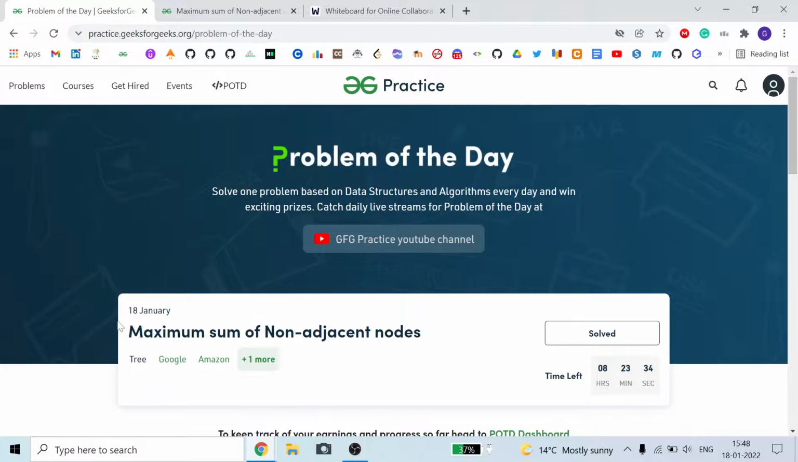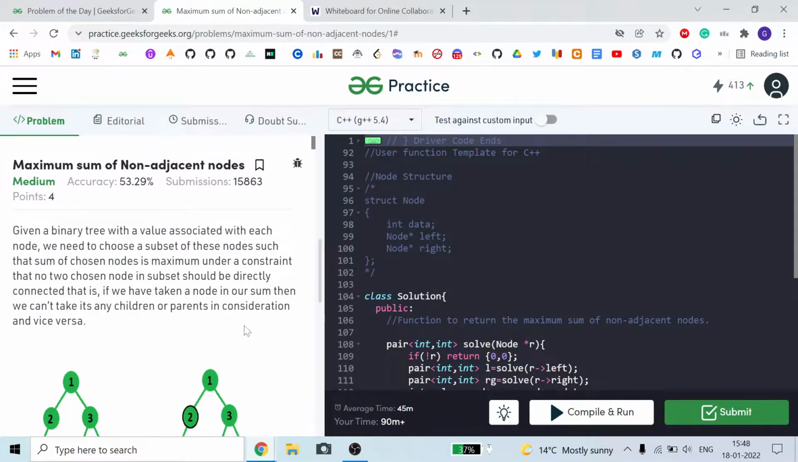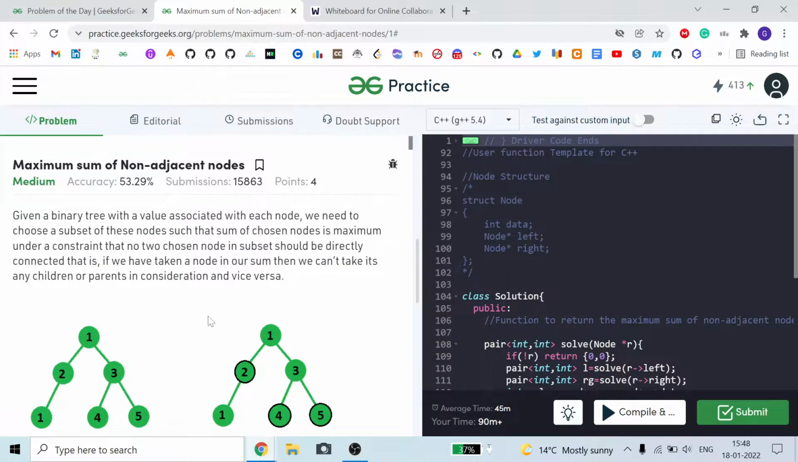So let's discuss this problem today. A problem of the day, GFG, maximum sum of non-adjacent nodes. So move on to the problem. This is a binary tree problem. This is a medium problem, but I think it should be a hard problem. I am telling you why.